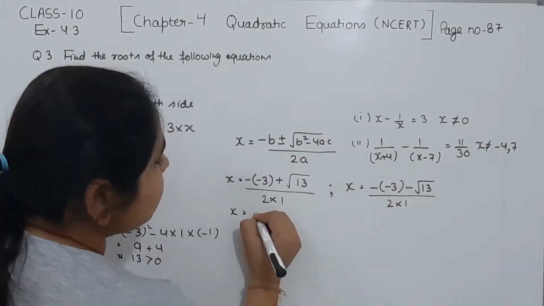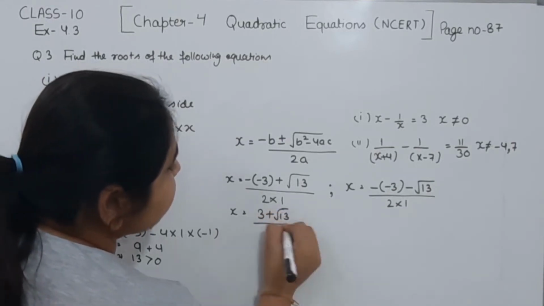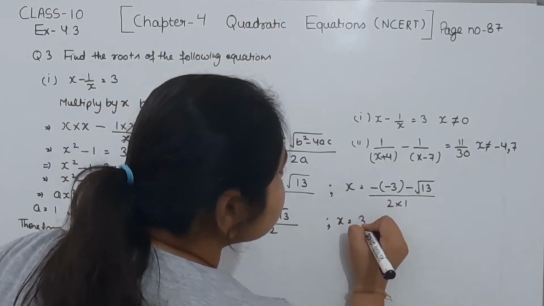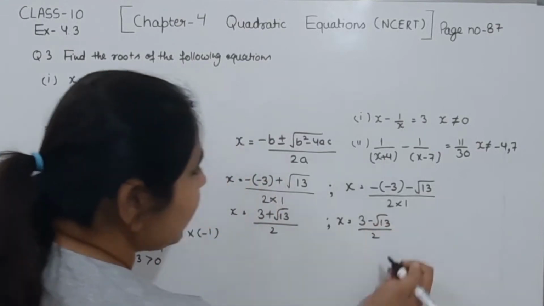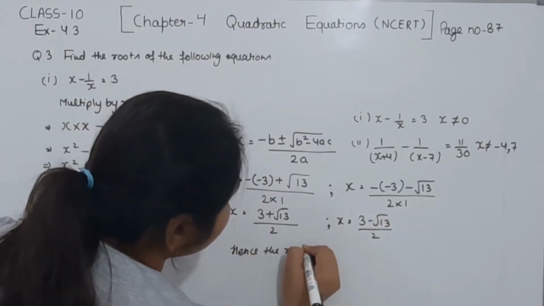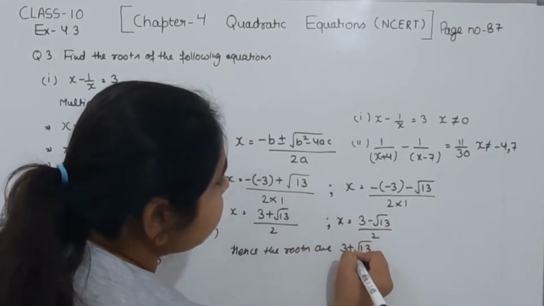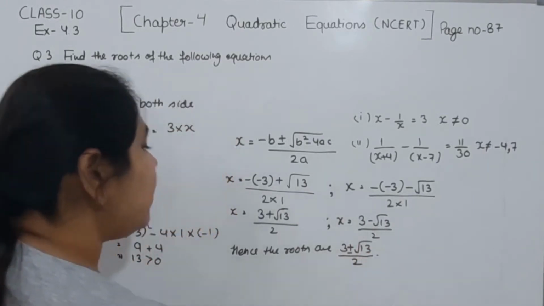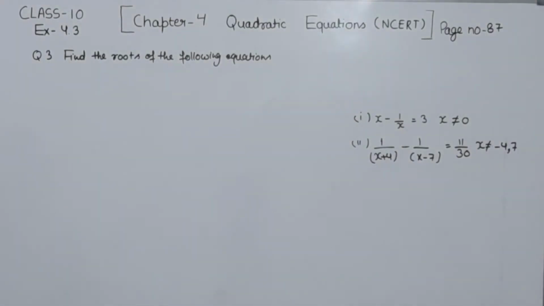Now x is equal to minus and minus plus 3 plus root 13 divided by 2. And the second one we are having x is equal to minus plus 3 minus root 13 by 2 we are having. So I'm going to write the statement here. Hence the roots are 3 plus minus root 13 by 2 we are having. So this one we are having is the part 1. Now comes to the part 2.